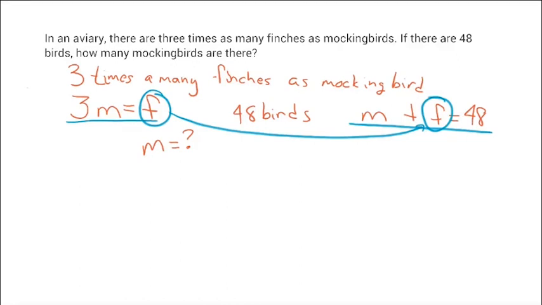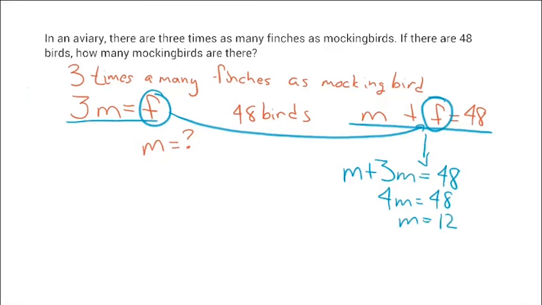So I'm going to rewrite this equation. I'm going to copy this first M. Where the F was, I'm going to replace it with 3M. And I know that has to equal 48. I'm going to combine my like terms. I know that 4M is 48 and M is 12. So the number of mockingbirds is 12.